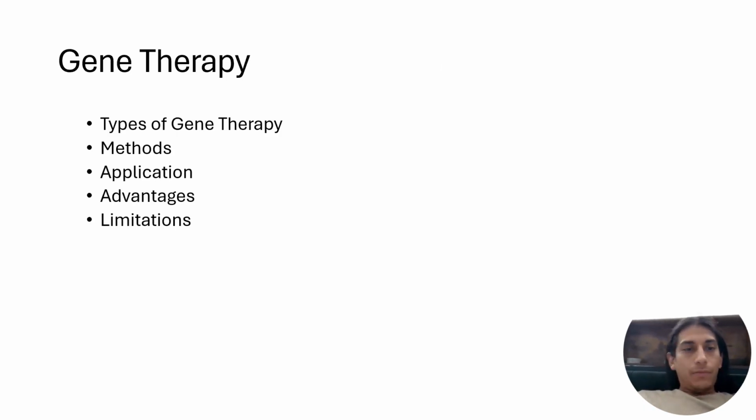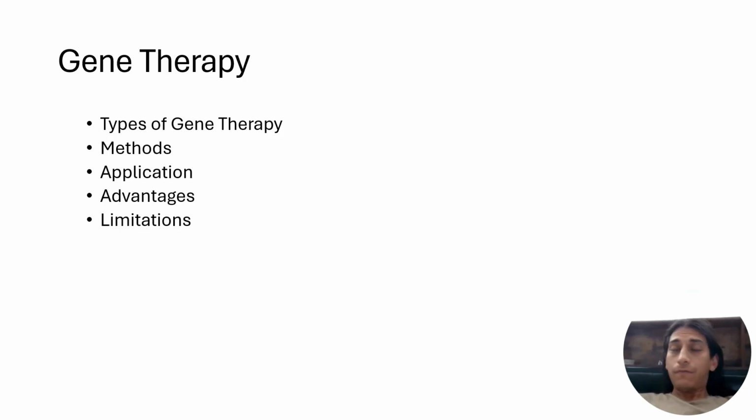So gene therapy. This is possibly my personal favorite topic to talk about. Gene therapy is a medical treatment that uses genes to prevent or treat diseases. It involves the introduction of healthy copies of a defective gene into cells to restore normal gene function. There are several types of gene therapy. We have germline gene therapy, which targets reproductive cells to introduce genetic changes that can be passed on to future generations. Somatic gene therapy targets non-reproductive cells to introduce genetic changes that will not be passed on to future generations.